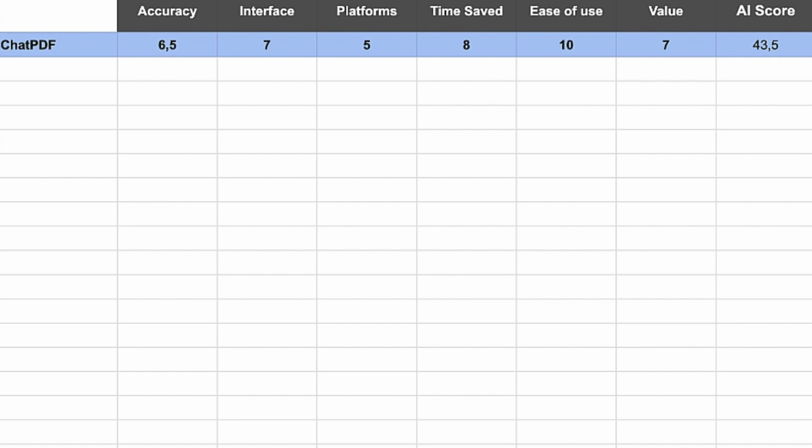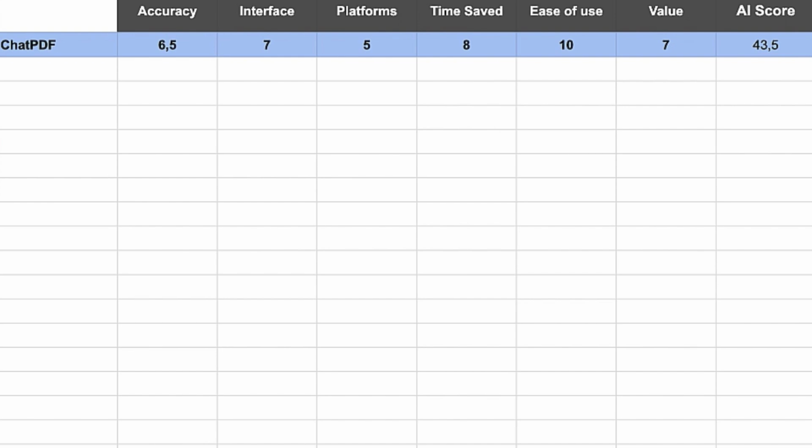So 7. The platforms: it's only available on the website, but the website is accessible from your mobile phone as well. So just a 5, because there's no app and nothing fancy. You cannot download it on your computer either. So just a 5.